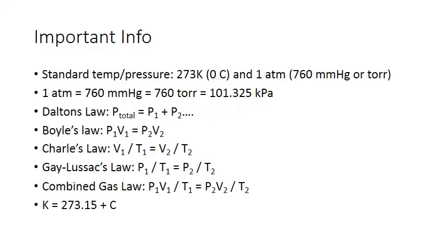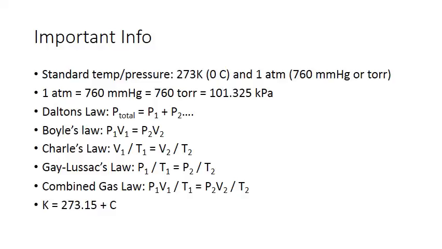This is a review of the gas laws that you have to know for this unit. First, let's start out with some important information. First off, standard temperature and pressure, which we'll talk more about later, is 273 Kelvin. That's the same as 0 degrees Celsius, and 1 atmosphere, which is the same as 760 millimeters of mercury, or 760 torr. And I also wrote that here.